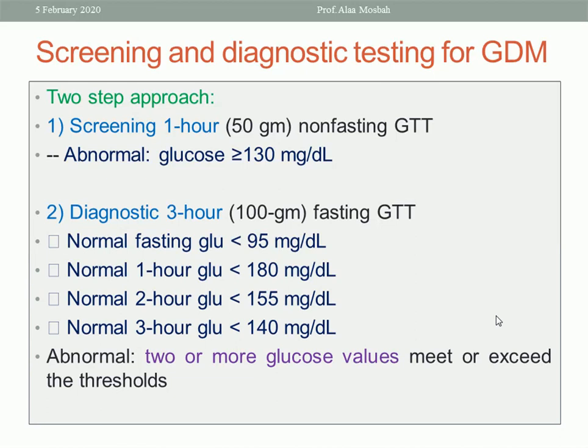If we find 2 or more abnormal glucose values, this suggests gestational diabetes.